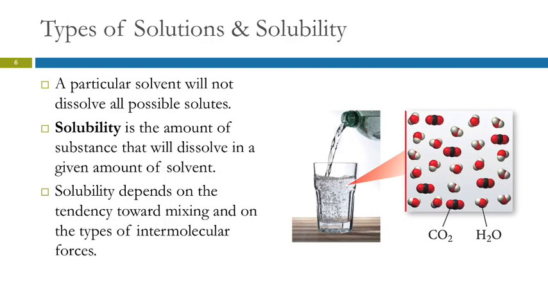So some things dissolve in water, some things don't. And then there's also a limit to how much will dissolve. So solubility is the amount of a substance that will dissolve in a given amount of solvent. This can be expressed in many different ways. It's often expressed in how many grams of the solute will dissolve in 100 grams of the solvent. It could be any quantities, but you have to specify the amount of solute and the amount of solvent. The solubility depends on that natural tendency towards mixing and also on the types of intermolecular forces that are present.